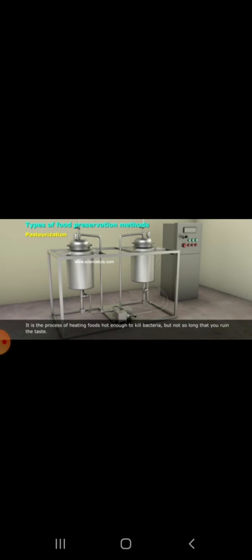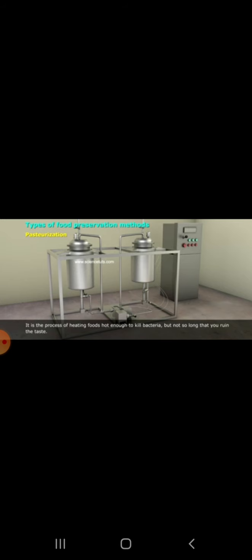Next method you will see is known as pasteurization. This method was discovered by Louis Pasteur. So now we will understand what the pasteurization method is. In pasteurization, boiling to a very high temperature and cooling suddenly to a very low temperature is done. This method was invented by Louis Pasteur.